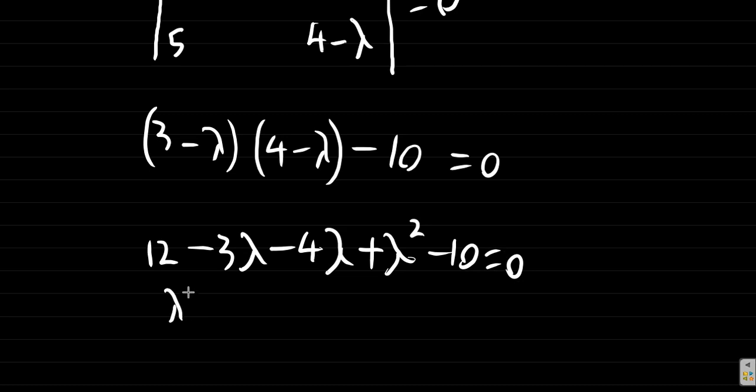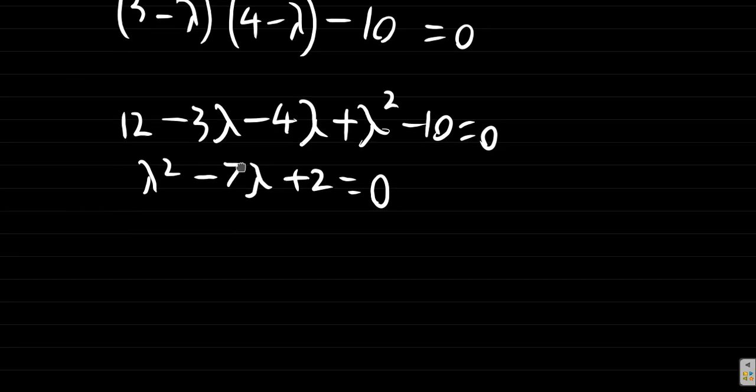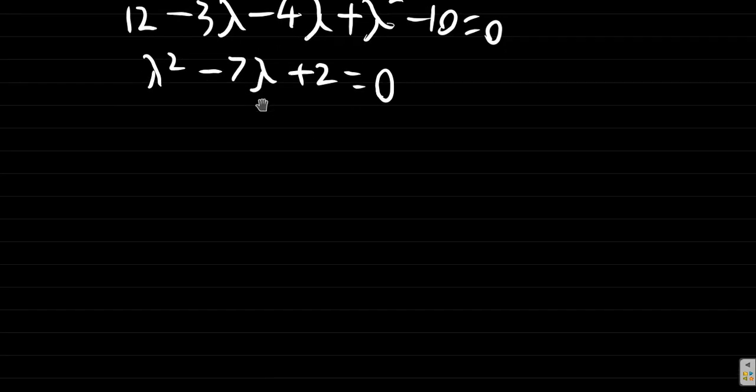So lambda squared, minus 3 lambda minus 4 lambda, that's minus 7 lambda. 12 minus 10 is 2. Plus 2 equals 0. So we can now find lambda. How are we going to do that? Can this be factorized? It's a quadratic equation in lambda. Let's use the AC method.